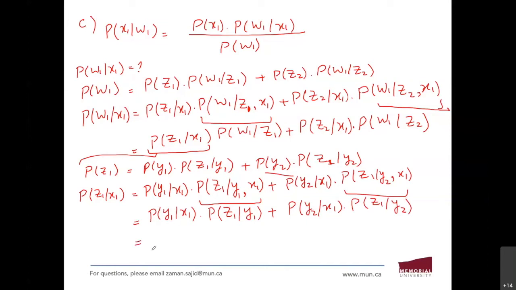Now these terms we have already calculated. This is 0.9 times 0.7, plus 0.16 times 0.5. So that turns out to be 0.694. If you wish to calculate the other state, we can calculate that by subtracting it from 1. That will be equal to 1 minus 0.694, which turns out to be 0.306.